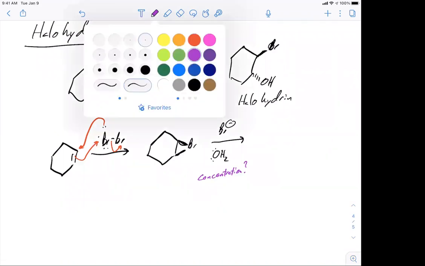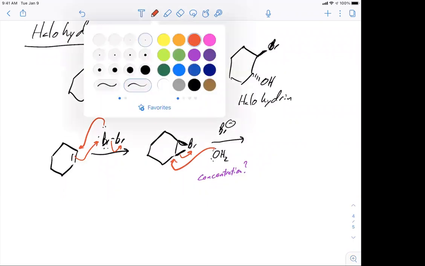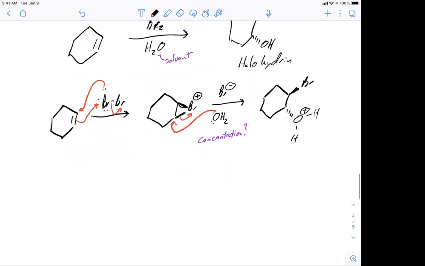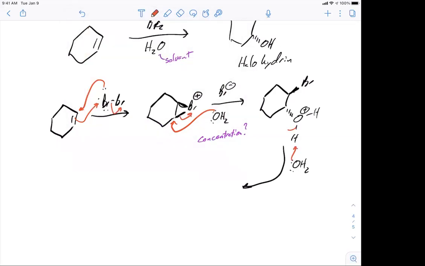Water is a good nucleophile, right? So this is going to ring open this brominium ion, and I forgot to put my positive, so don't forget to correct that. And that gives me then the bromine. Again, it's anti-addition. I get this, and of course, I need a proton transfer. So another water molecule is the most likely base to do the proton transfer to get me to the final product.